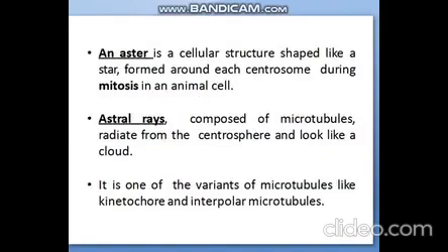And the aster is a cellular structure. It is shaped like a star and it is formed around each centrosome during mitosis. Aster fibers are composed of, again, microtubules, and we will see in a minute in the next slide what they look like.